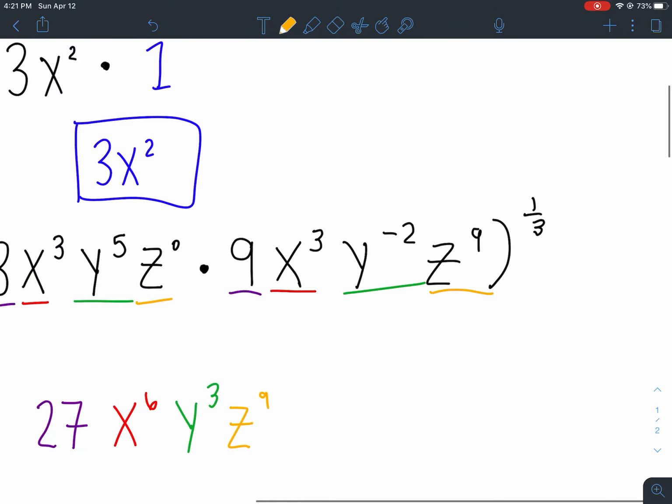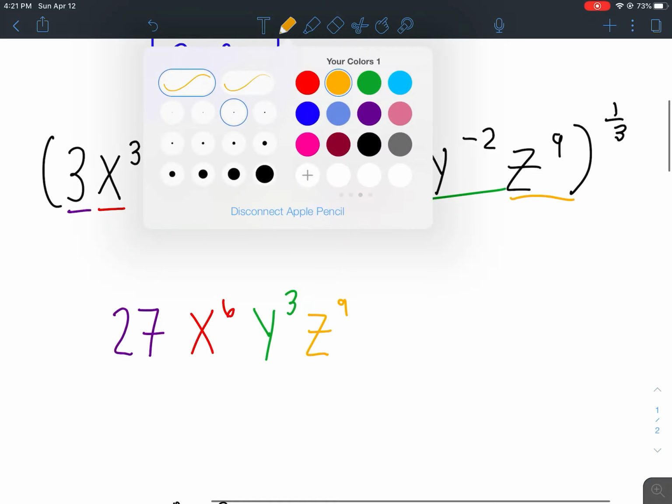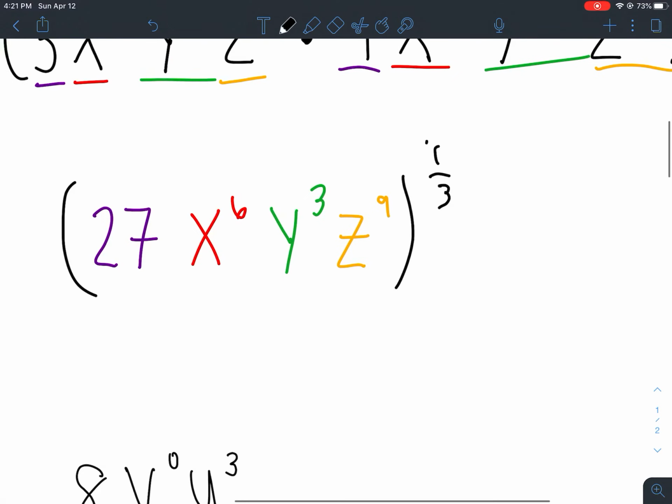So the 1 is not necessary to write, which I'm fine with if you want to just get rid of it at the beginning and write a 1 there. Times 1, because that's what it equals. Okay, now I've combined all of my bases together, but I have not distributed the exponent of 1/3 yet. So let's go ahead and do that.